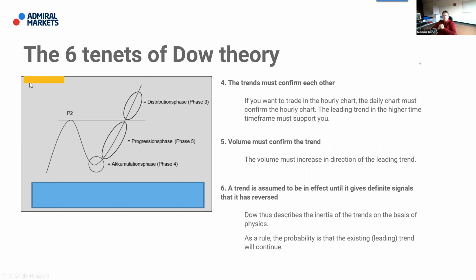Tenet number four, at best, the trends must confirm each other. What does it mean? It means if you want to trade an hourly chart, the daily chart must confirm the hourly chart. So the leading trend is the higher time frame. This leading trend must support you. So "must" is a little bit of a strong word, I know. But if you have the smart money on your side, in your bag, and they will push you, then you have a bigger probability that your trade will be a winner.